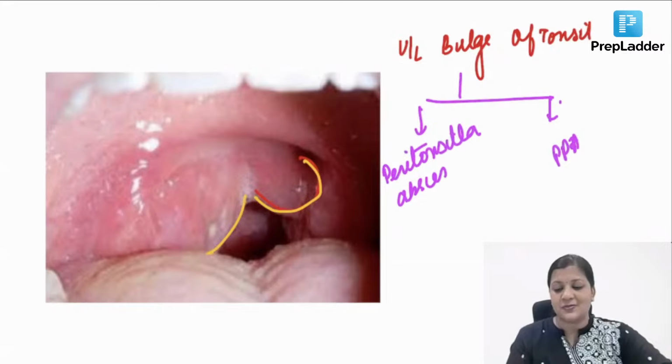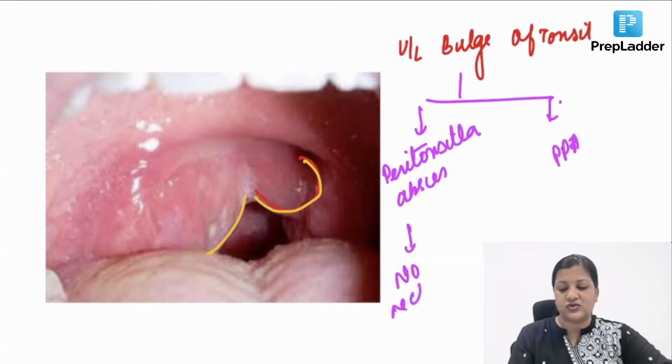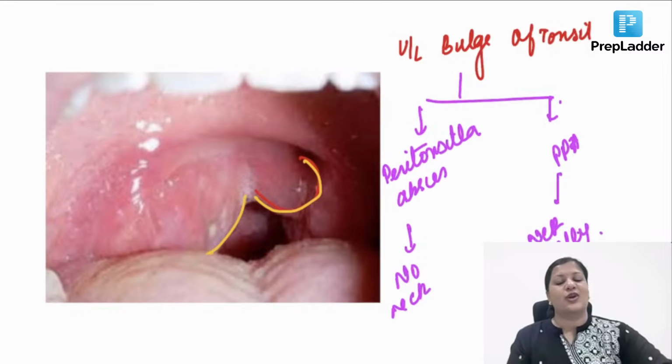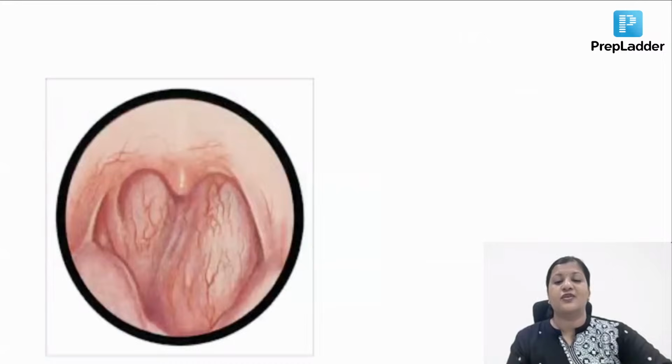In peritonsillar abscess, you would see that there is no neck swelling. In parapharyngeal abscess, there will be a neck swelling that is present. Right? So I think this image is enough for discussion. Now look at this image.